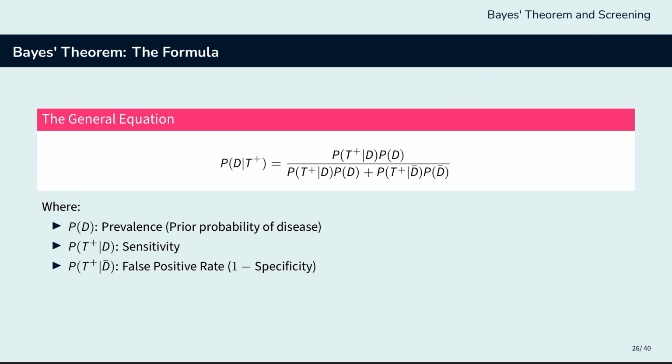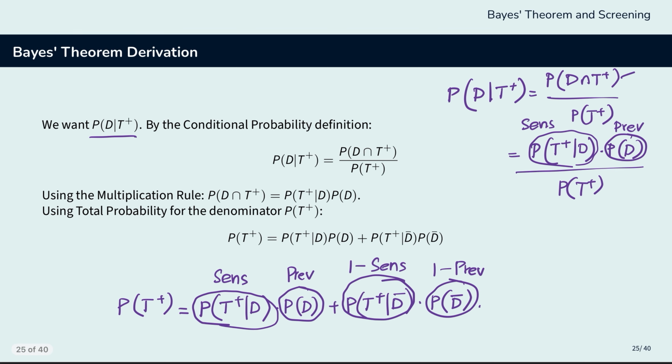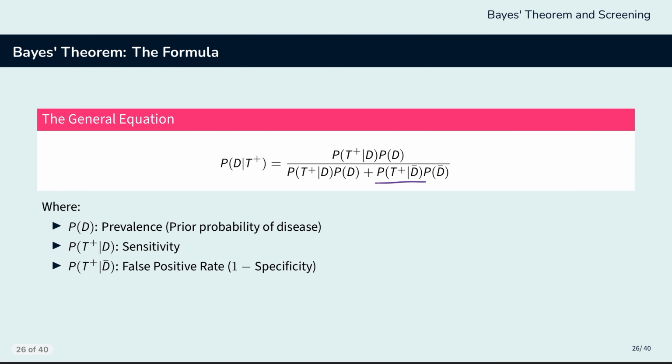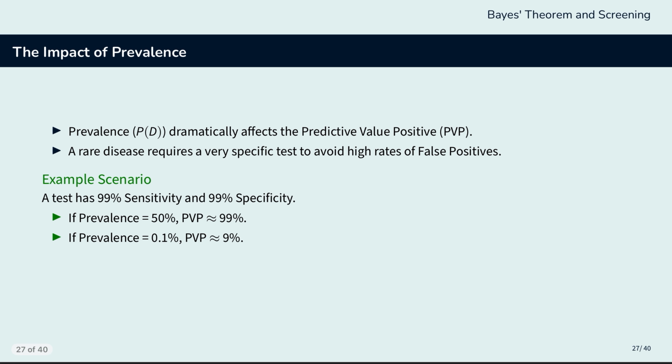This T+ given D bar can be rewritten as the false positive rate, which is nothing but 1 minus specificity, which can also be used in this particular problem right here. I'm sorry, this is supposed to be 1 minus specificity in the previous slide. So we can also use that in the formula. Now let's use this formula in a problem, and let's see what the impact of prevalence is first before we go to the problem.